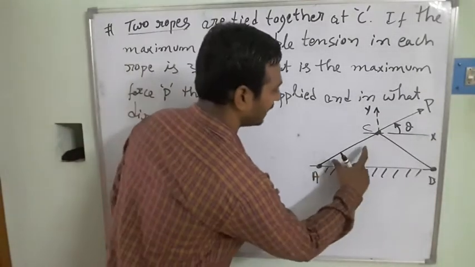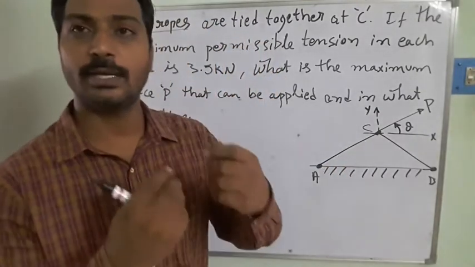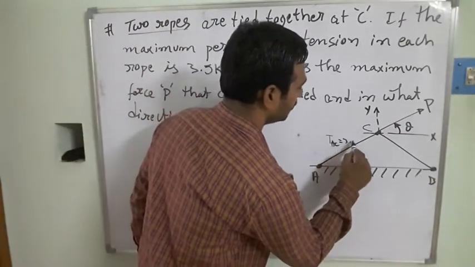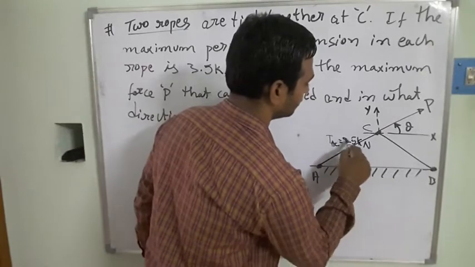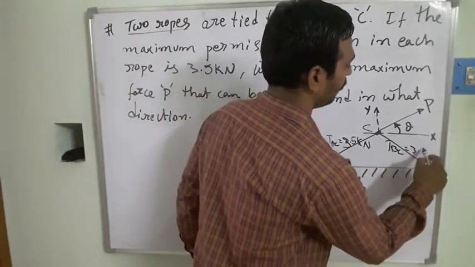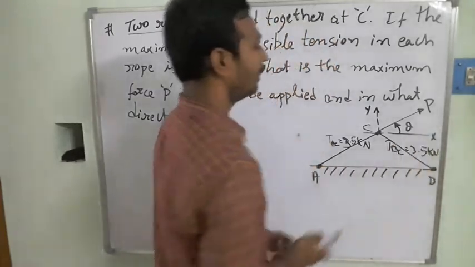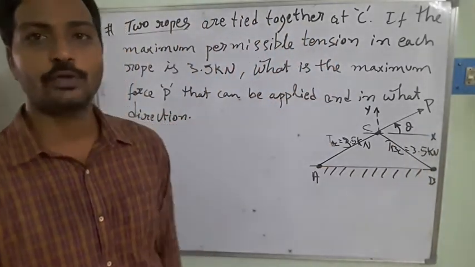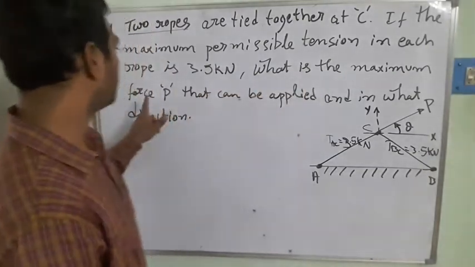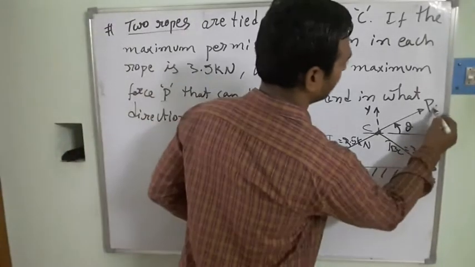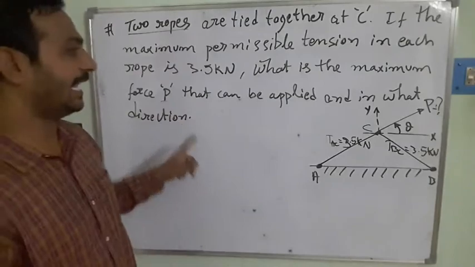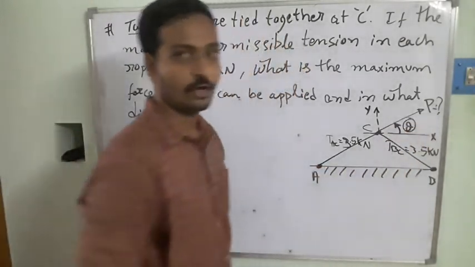So I am considering AC as the string carrying the tension, so TAC is equal to 3.5 kilonewtons. Similarly, TBC is equal to 3.5 kilonewtons. Each string is carrying 3.5 kilonewtons of tension. What is the maximum force P? We need to calculate the P value. What is the maximum force P that can be applied, and in what direction? That means we need to calculate theta also.